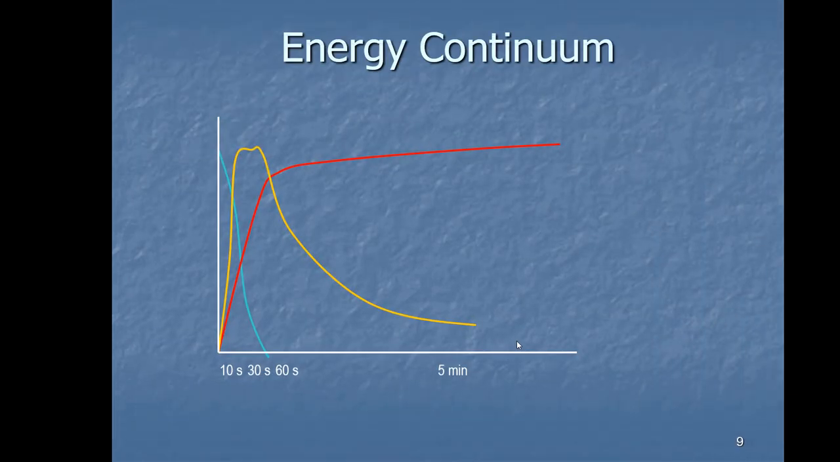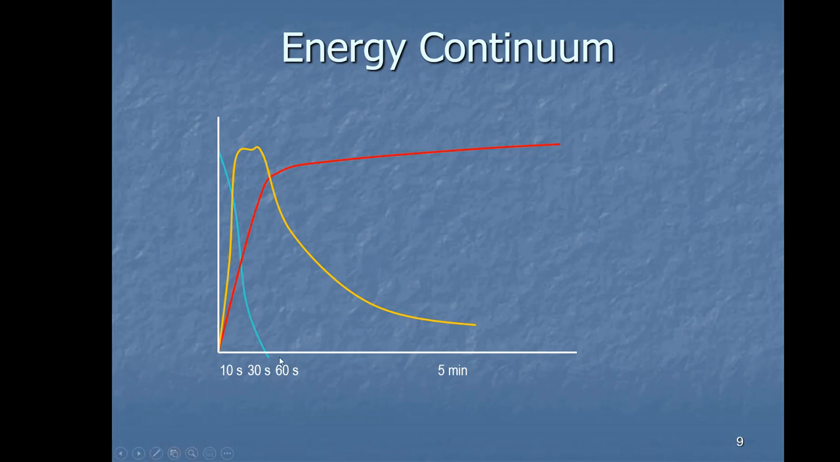All right, so looking at this in a slightly different way, now we're going to look at it related to energy pathways. I'm going to call this the energy continuum. It's not a perfect graph, I drew this in PowerPoint, but on the x-axis we have time: 10 seconds, 30 seconds, 60 seconds, up to 5 minutes. And even though there's no label on the y-axis, this is going to be percent usage of the 3 major energy pathways that we talked about. The 3 major energy pathways would be immediate, glycolytic, or oxidative.